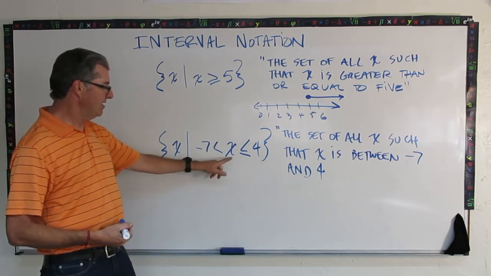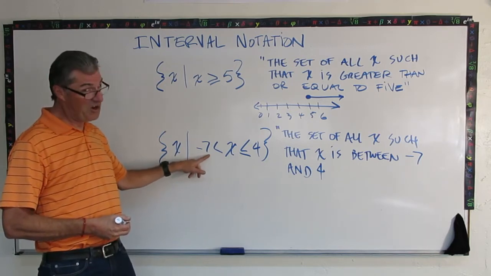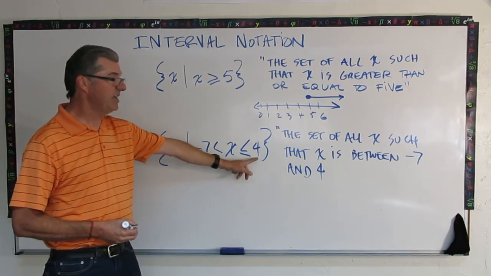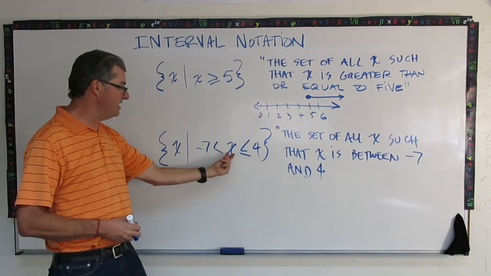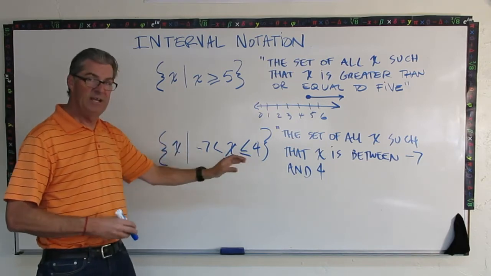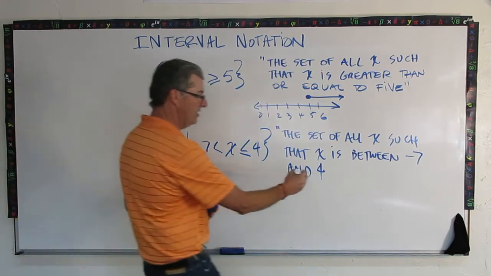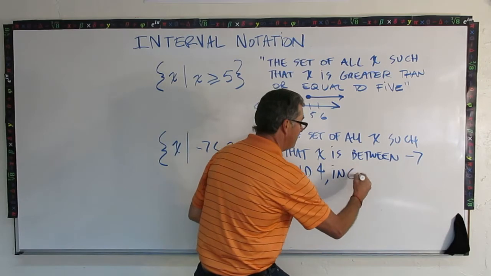Because here, x can't be -7. It has to be bigger. It can be very close, but it can't be -7. But here, x can get all the way up and can be 4. Okay, so even though x is between -7 and 4, there's a little bit more nuance to what x can be. So what we're going to do, since x can also be 4, is we're going to write including 4.